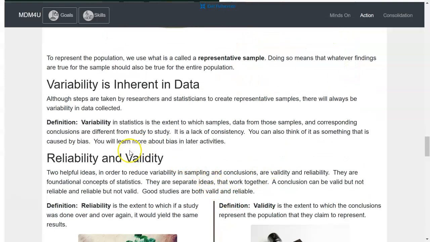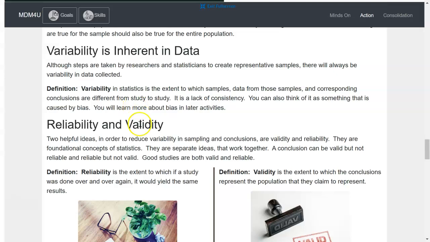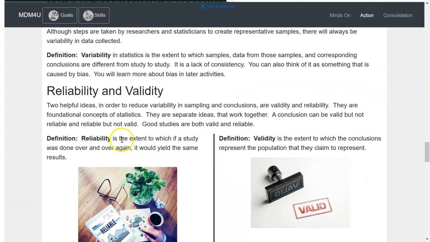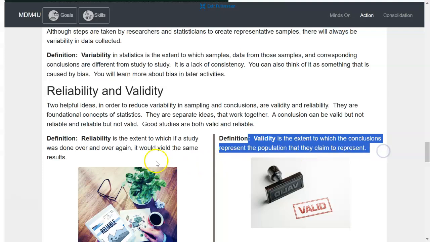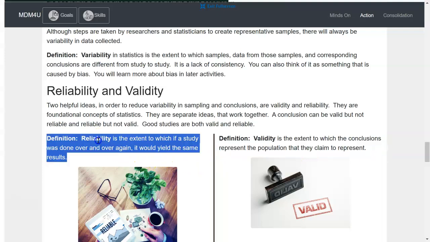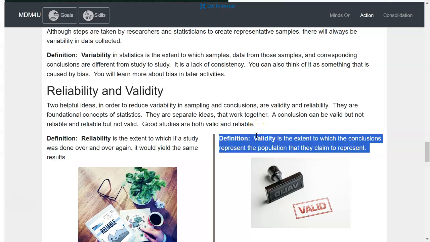Then we talk about variability. There has to be some. It's inherent in data. There's no way around it. And then we talk about reliability versus validity. Definitions there. Reliability means that you can repeat a study. Validity means that the study itself represents the population that you're trying to represent.